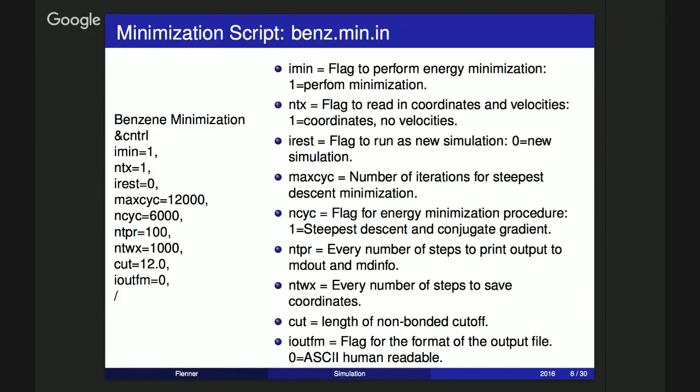NTPR is every number of steps that output is written to the mdout and mdinfo files. I'll tell you how to designate these files next slide. And NTWX is every number of steps that the coordinates are saved. I put 1,000, I think, for this minimization. The file I actually used is in the folder. A lot of times when you do energy minimization to get this initial structure, you only care about the last step. And I wanted to show you what was going on, so I put it up.